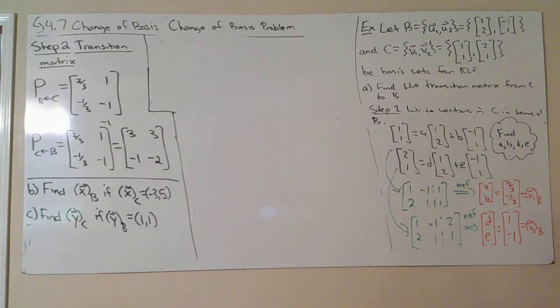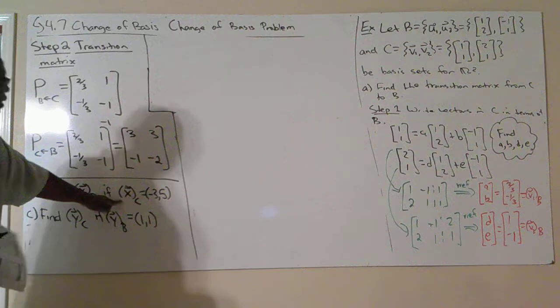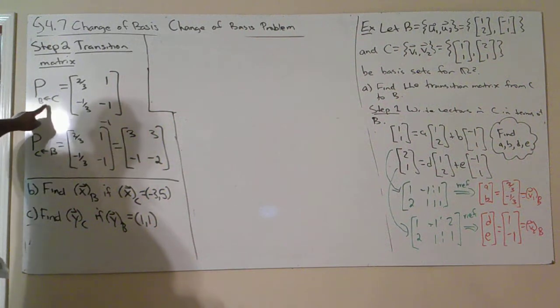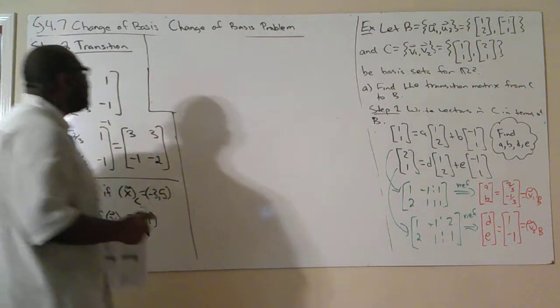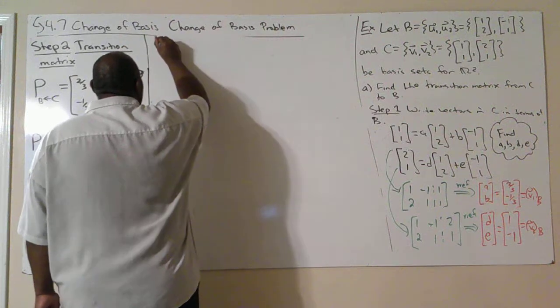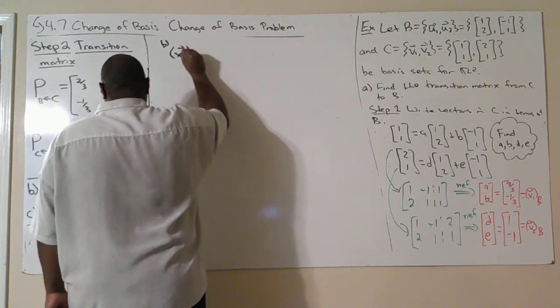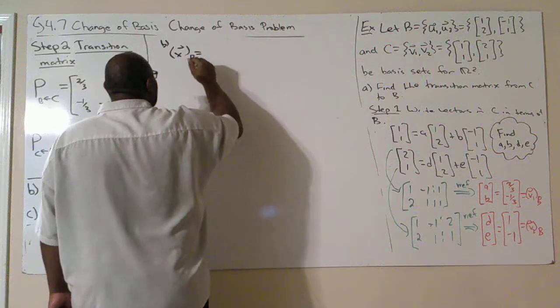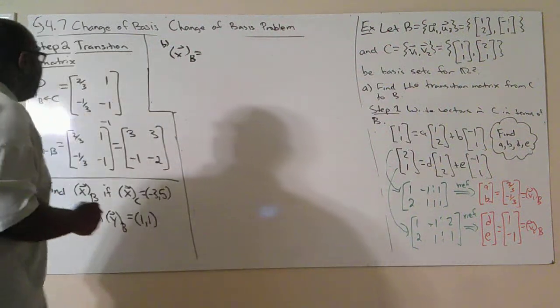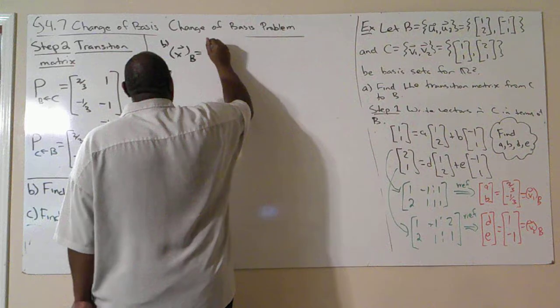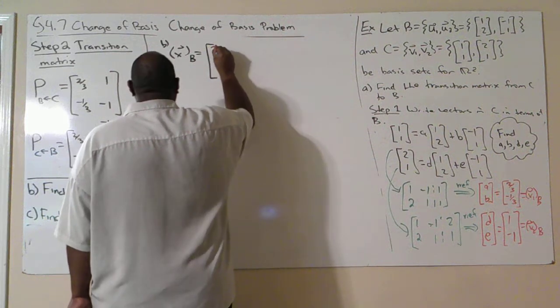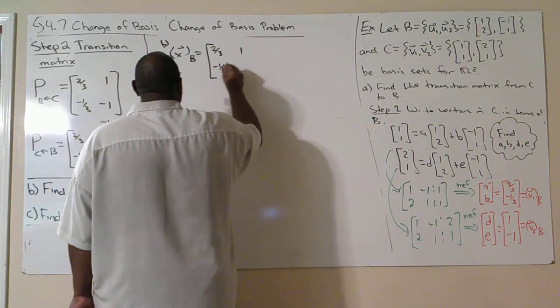So let's do that, right? So I have the coordinates of X relative to C. So I'm going to write that in terms of B. So which one of these guys do I have to use? Well, I want to go from C to B, so I'm going to use my first transition matrix that I have here. So what is X relative to B? Well, what are the coordinates of X relative to B? And that's going to be equal to my transition matrix, 2/3, 1, -1/3, -1.